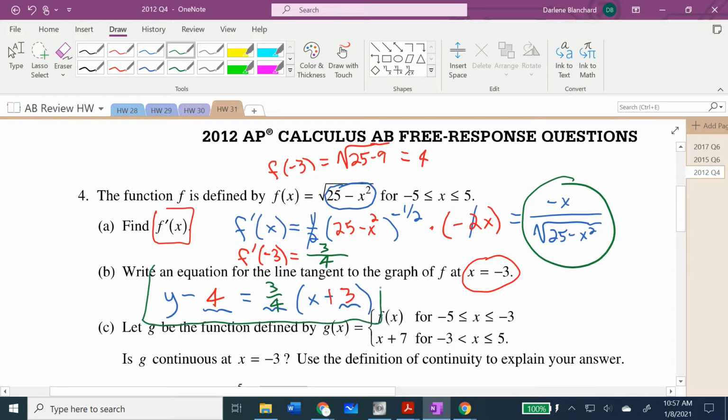Equation of a tangent line does not have to isolate the y. So there you go. It's all done. Part B is done. Now moving on to part C, I'm going to erase what I have here to make room.